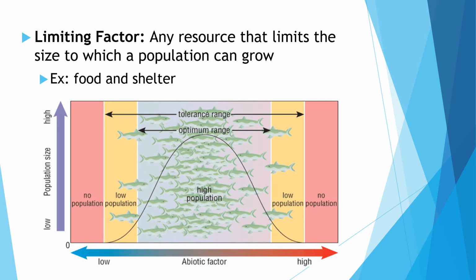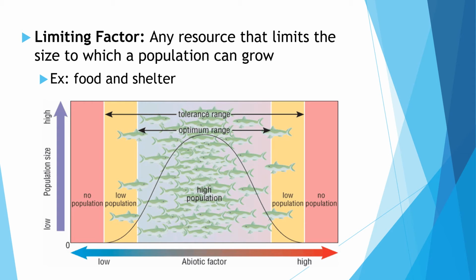So I have examples here, food and shelter. If there's not enough food, then that could be something that limits a population from being able to grow. Shelter, if there's not safe protection or safe habitat for the organism to live in, then that could be something that limits the population. Okay, so there can be both abiotic and biotic factors that limit a population. Some more examples, abiotic could be lack of sun. Okay, so maybe not enough heat energy.